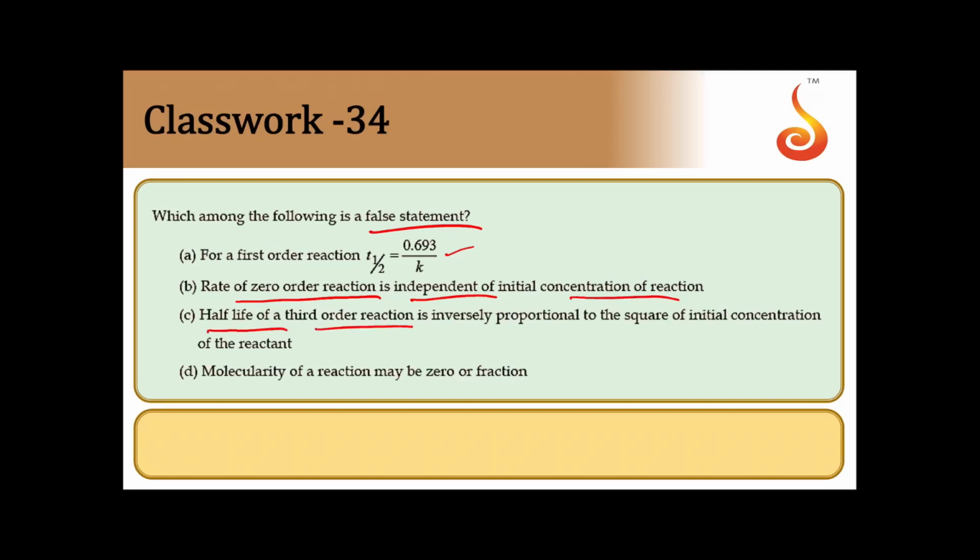Half-life of third order reaction is inversely proportional to square of its initial concentration. This we should know, that is to say half-life for any reaction is proportional to 1 by a power n minus 1. N is the order of reaction. So when you take n is equal to 3, this implies half-life is inversely proportional to a to the power of 2. So C is also a correct answer.